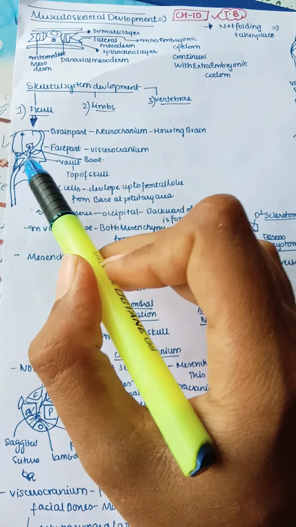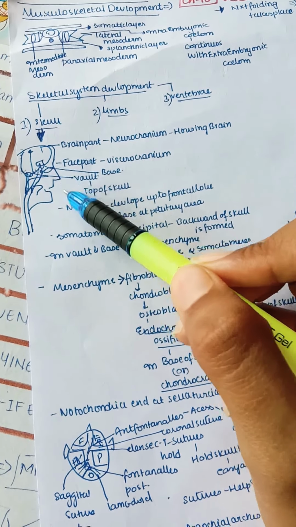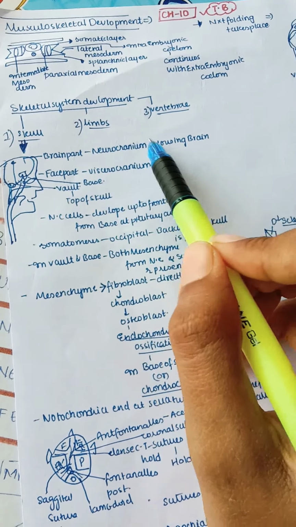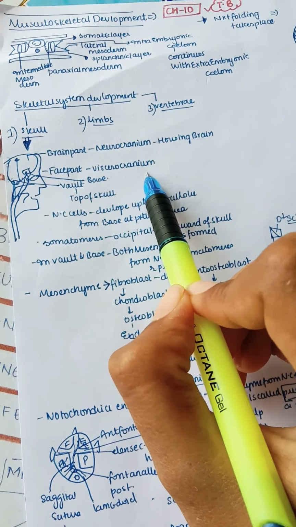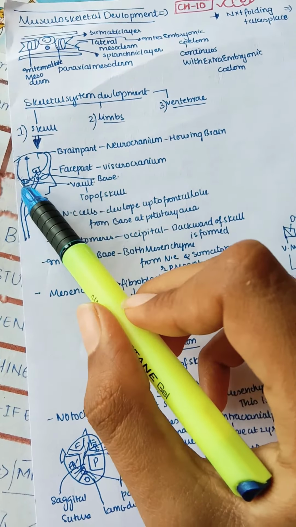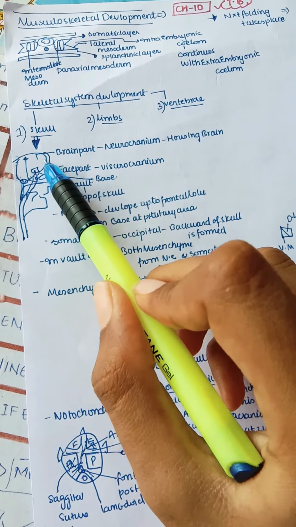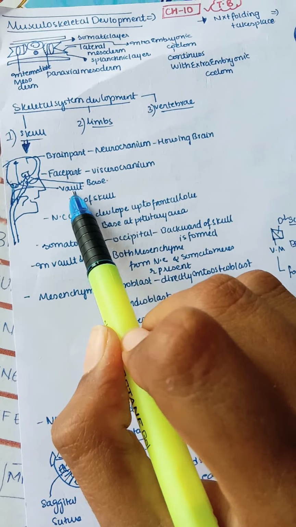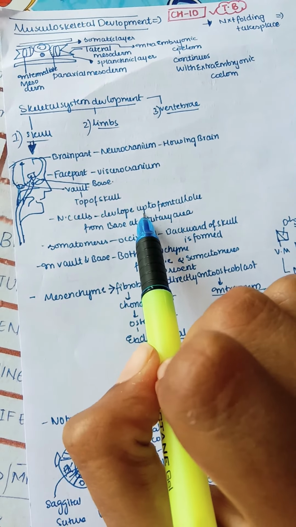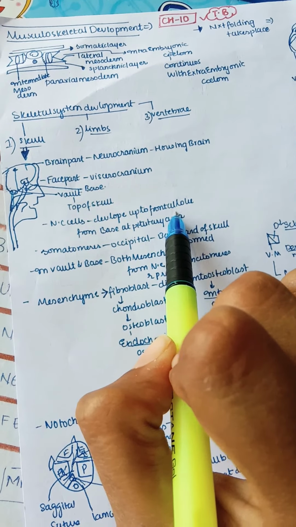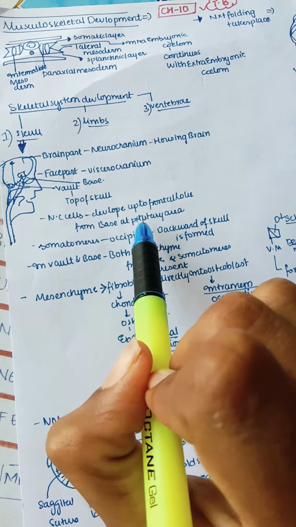First let us start with the skull. The skull mainly has the brain part and the facial part. The brain part is called neurocranium, which houses the brain, and the face part is called viscerocranium. The skull has a base and a vault. This is the vault of the skull, and this is the base of the skull. The vault is nothing but the top of the skull. The neural crest cells develop up to the frontal lobe from the base at the pituitary area.